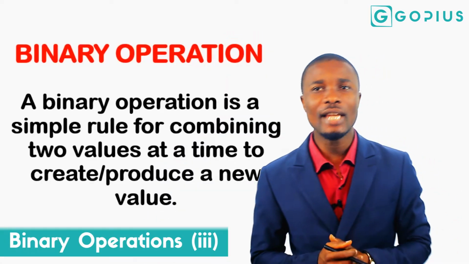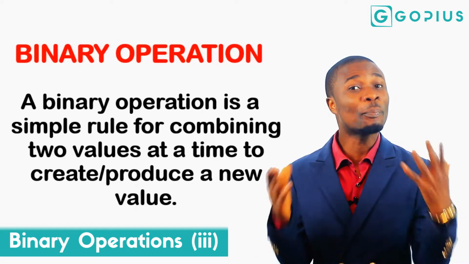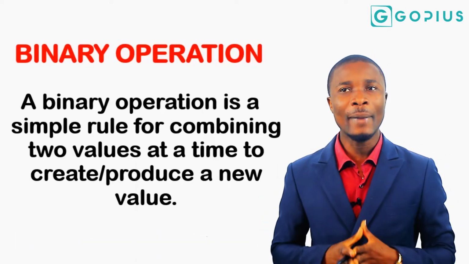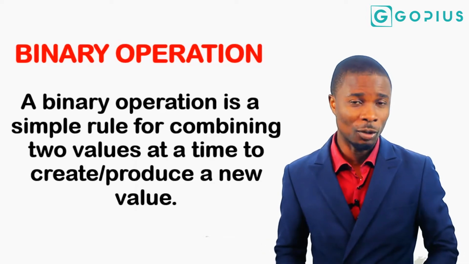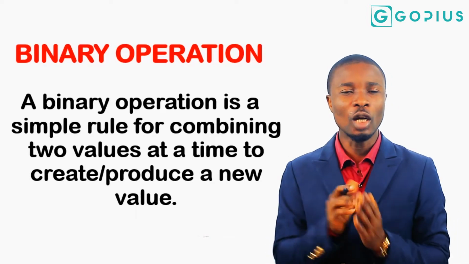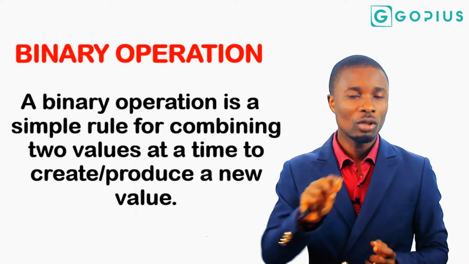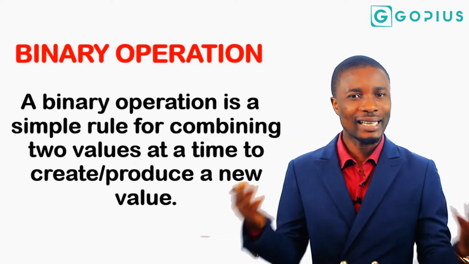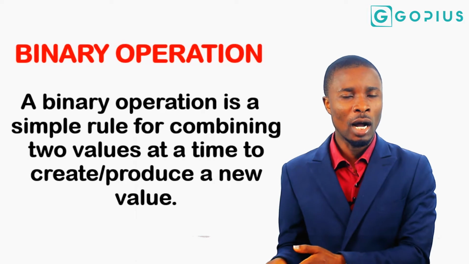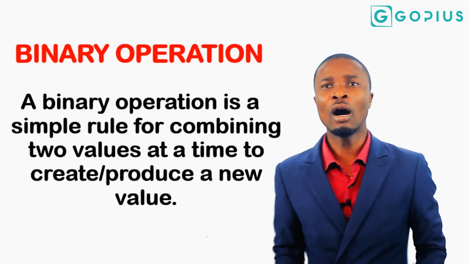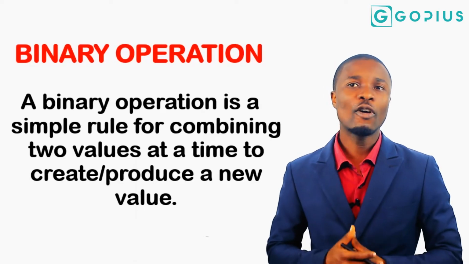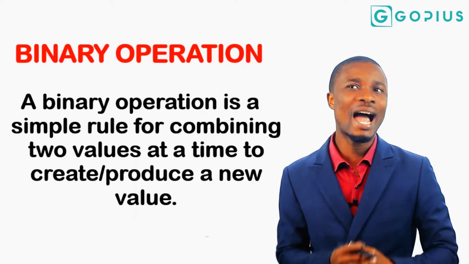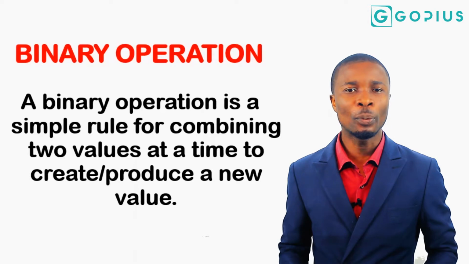Operations are all about... Now on your screen you can see that a binary operation is a simple rule, of course, that will combine two values at a time to produce a single value. A binary operation, the word binary means two. Operation is just a rule, a pattern, a laid down approach where something is to be done. So a binary operation is a simple rule for combining two values at a time in order to produce a particular value.